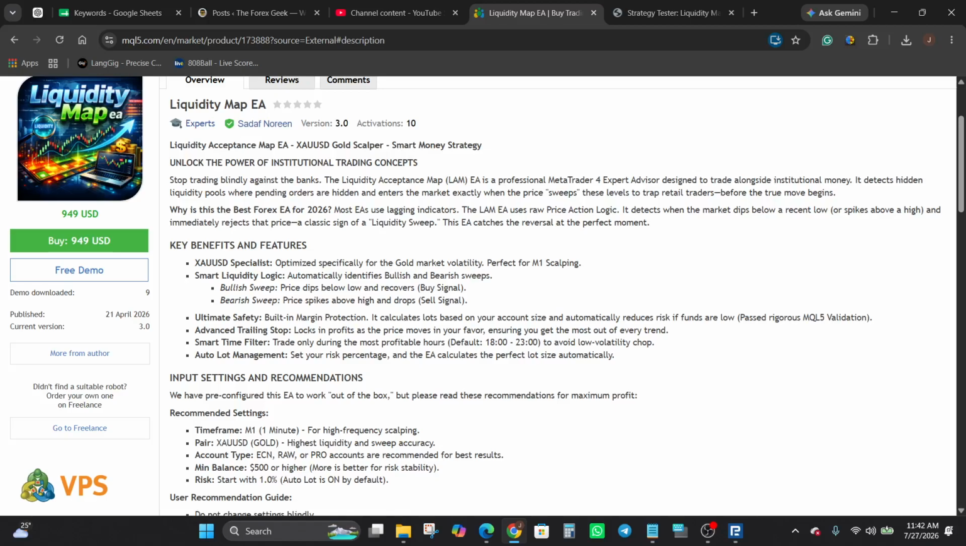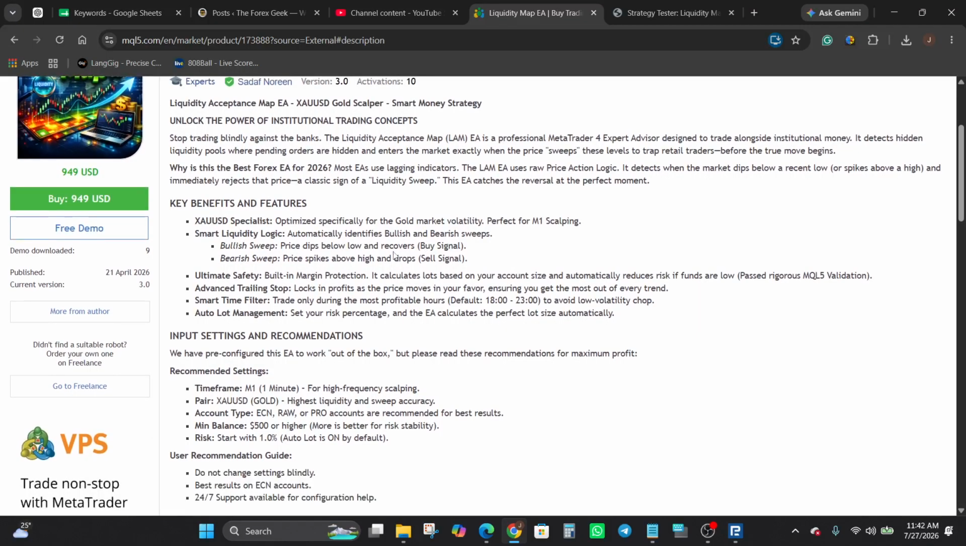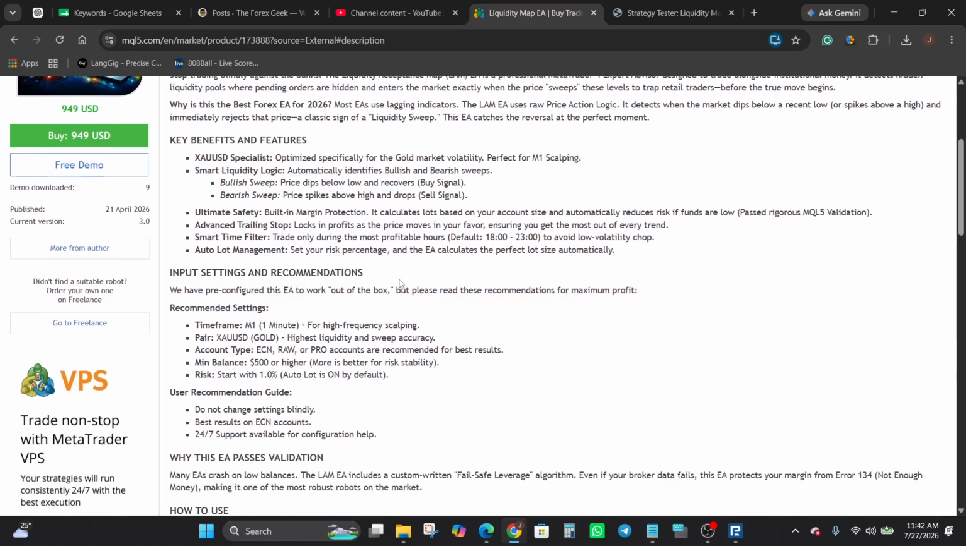On features, the page describes margin protection that calculates lot size based on account balance and reduces risk automatically when funds are low. A trailing stop to lock in profit as price moves favorably, a time filter defaulting to the 1800 to 2300 window to avoid quieter hours, and auto lot sizing based on a risk percentage you set. The page also references a fail-safe leverage system meant to protect against margin errors even if broker data has issues.